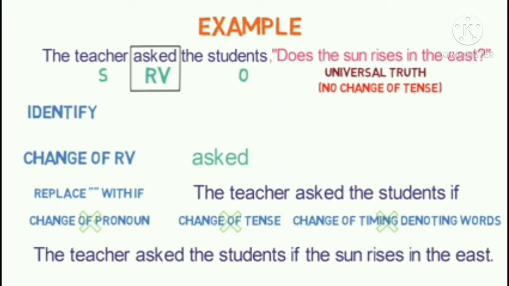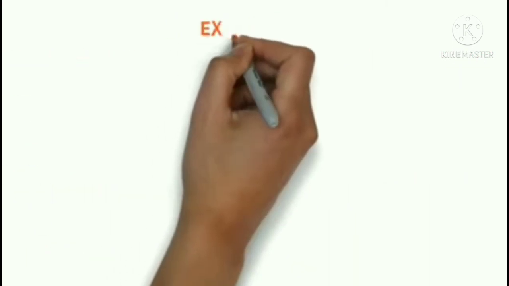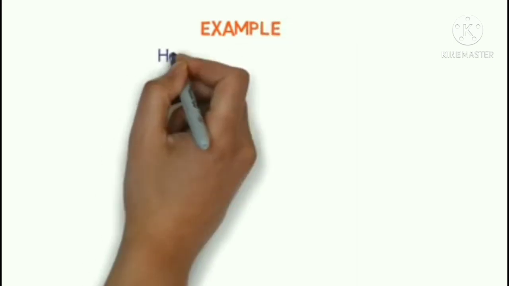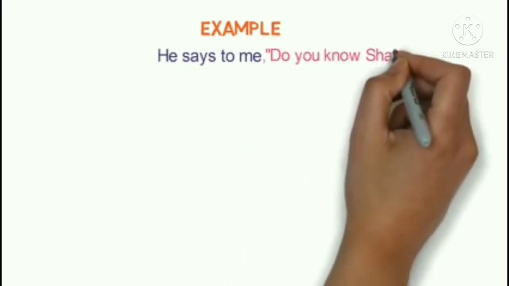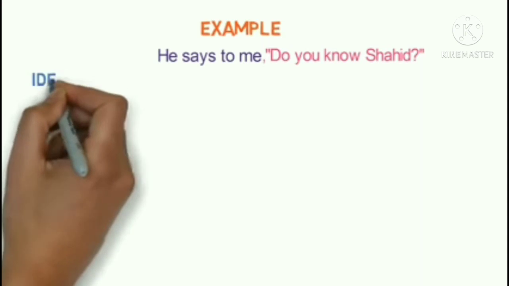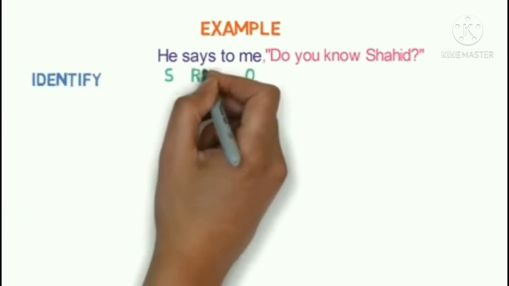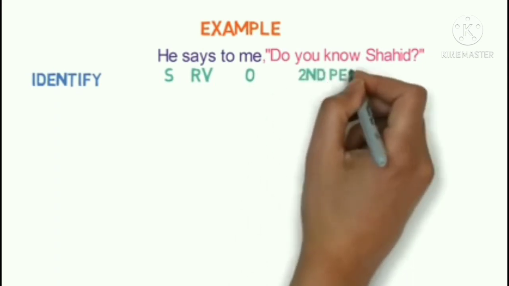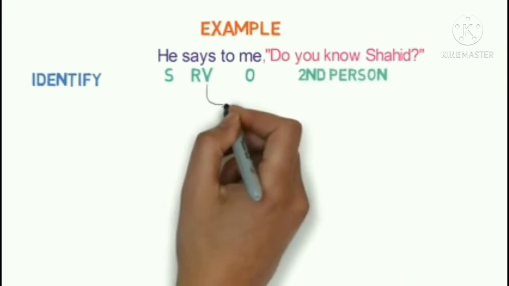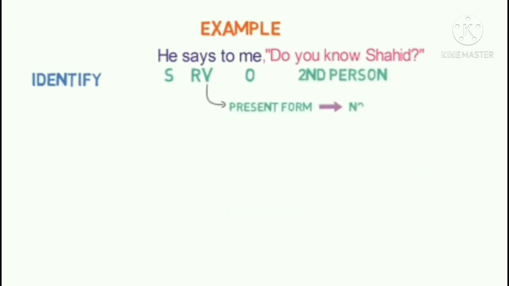Now let's move to another example. He says to me, "Do you like Shahid?" The first step is to identify, where he is the subject, me is the object, and says to is the reporting verb, you is in the second person. As says to is in the present form, so there won't be any change in tense.